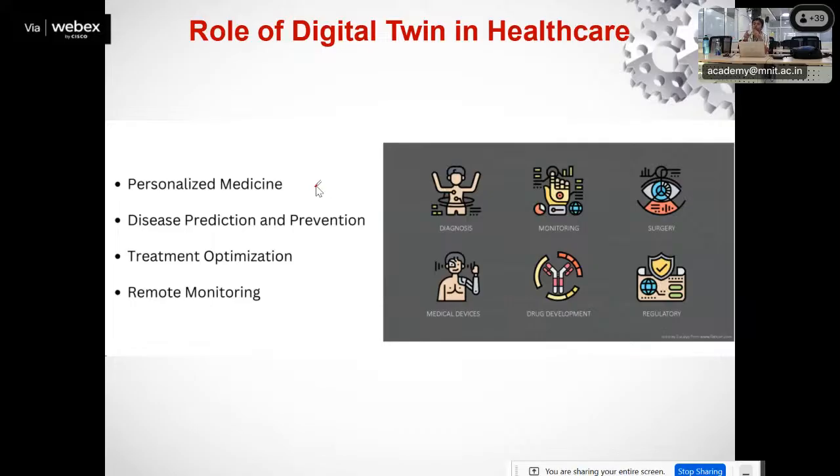So if you create a model or train a model from your own body data, definitely the prediction from this model is accurate for your own treatment. That's why personalized medicine could be very important. That could be achieved in the healthcare domain through AI. Disease prediction and prevention is also possible in the healthcare domain.